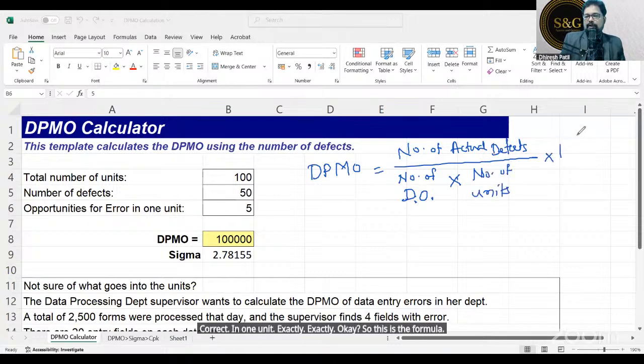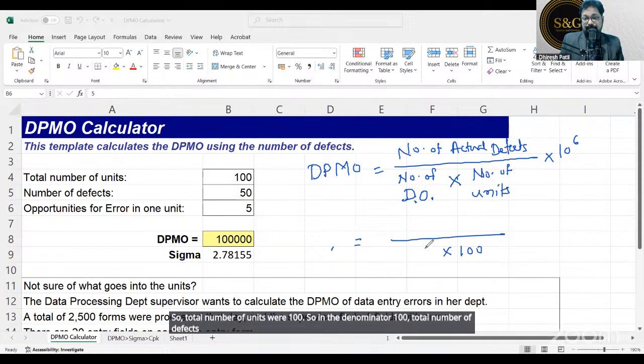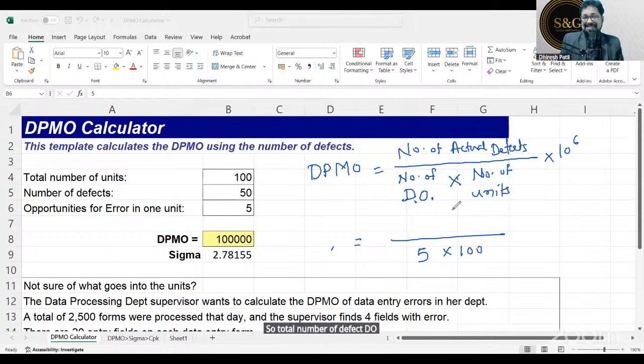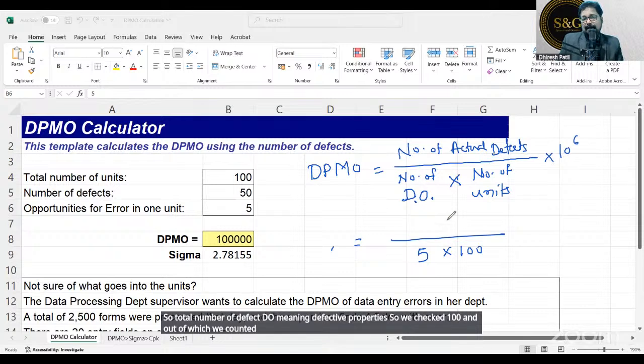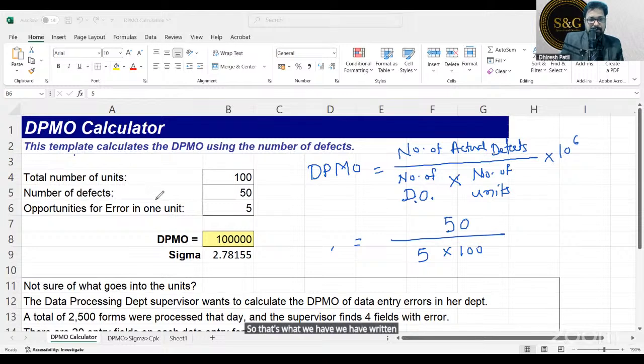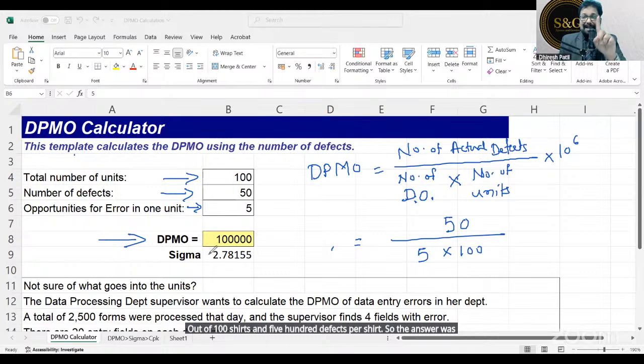Into 10 raised to 6. So number of actual defects: we checked 100 shirts, so the total number of units was 100, and in the denominator is 100. The total number of defect opportunities in every shirt was 5. We checked 100 and counted how many defects we could find. Let's say we found 50 defects, so that's what we have written here. There are 50 defects out of 100 shirts and 5 defects per shirt. So the answer was 1 lakh. So 1 lakh is the DPMO number.